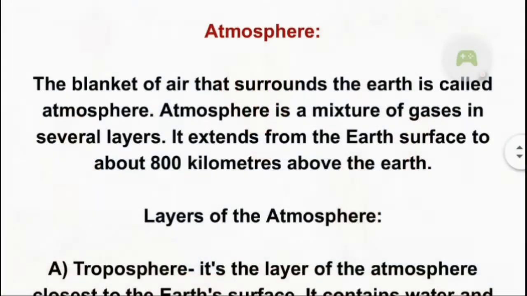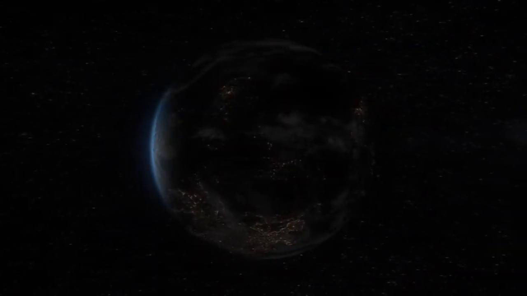Next, atmosphere. Let us talk about atmosphere. The blanket of air that surrounds the earth is called atmosphere. Note it down, students. Students, the blanket of air that surrounds the earth is called atmosphere. Okay? Atmosphere is a mixture of gases in several layers. It extends from the earth's surface to about 800 kilometers above the earth. Students, you know, there are different layers present in the atmosphere that we have to understand. It extends from the earth's surface to how many kilometers above the earth? About 800 kilometers above the earth.